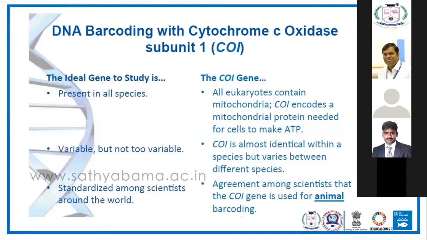The DNA barcoding with the CB1 gene. Why we are using this gene is that it is present in all kinds of eukaryotes containing a mitochondrial region. The CB1 encodes a mitochondrial protein needed for a cell to make energy like ATP. And CB1 is almost identical within a species, but it varies between different species. Some arguments are going on between the scientists, but the CB1 gene is used for animal barcoding.